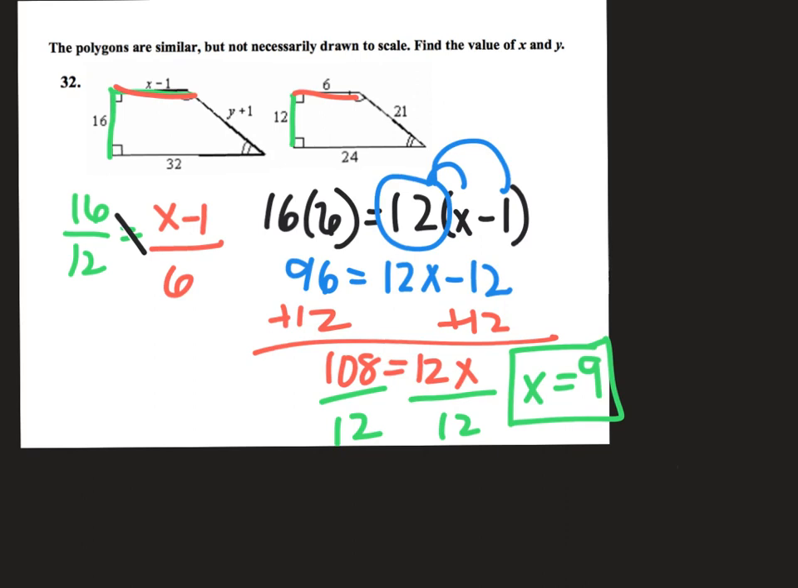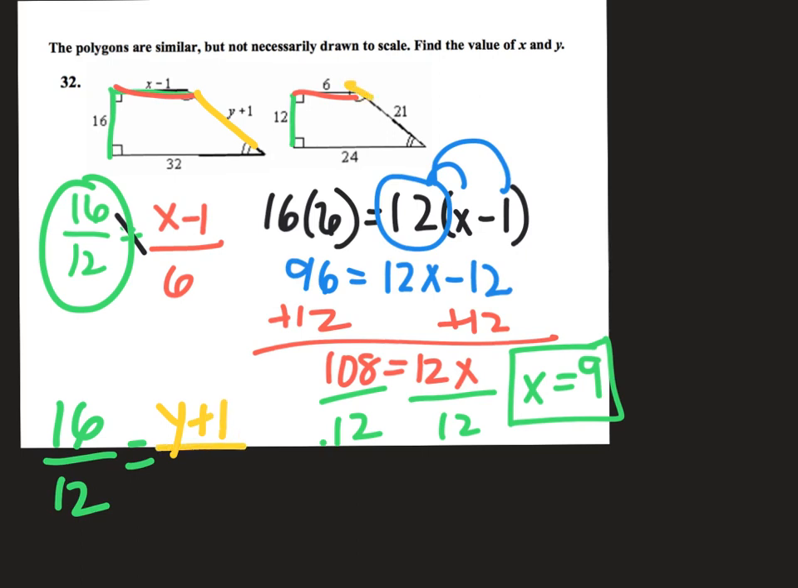If you want, you can keep your first fraction the same. So you can still use 16 over 12 as your first one. So I'll do that. And that equals, and now we're going to use the parts that have y involved. So we're going to do y plus 1 divided by 21.